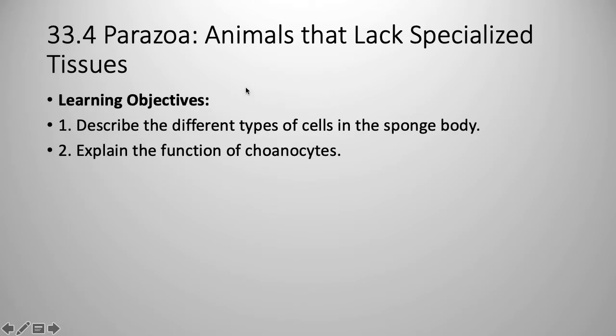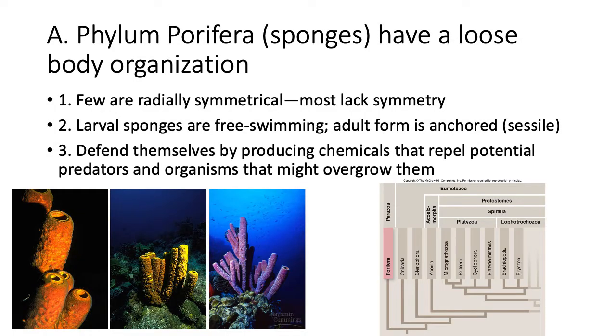All right, so let's talk about sponges, parazoans, animals that lack specialized tissues. I'm going to explain a little bit about their choanocytes, these cells that look like the choanoflagellates, the protists that we discussed a few chapters back. So Porifera, or sponges, do have a loose body organization. But first off, let's talk about their symmetry. They have none. There are a few that are radially symmetrical. Most of them don't have any symmetry. They're just random.